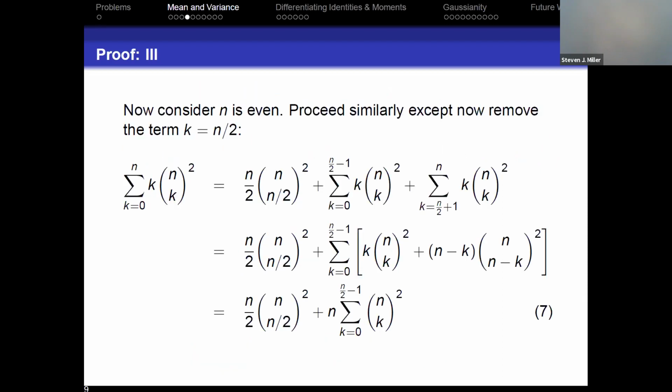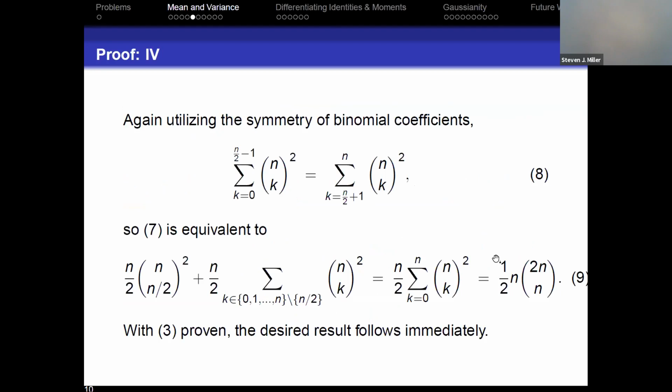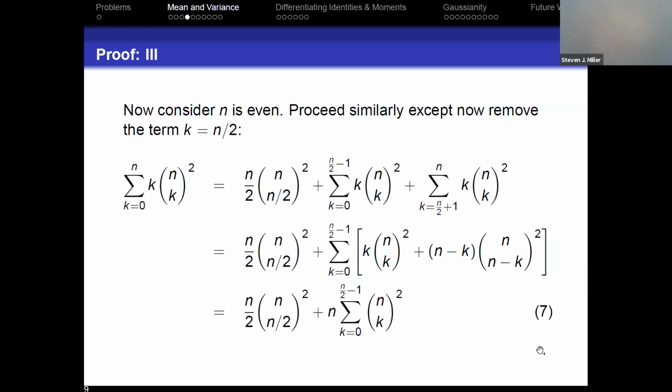So now let's consider the case when n is even. What we need to do is explicitly remove the case when k is n over 2, and then for everything else we go to n halves minus 1 and n halves plus 1, and then we play a very similar game.